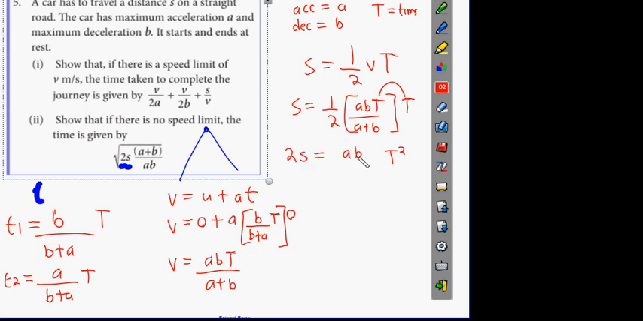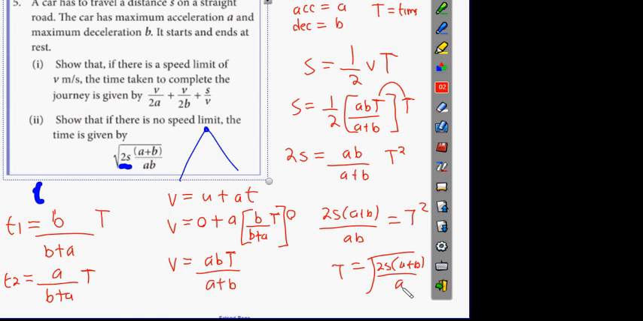Everything else has to go over the other side. So the 2 multiplies up to give me 2s, and that's going to be ab over a plus b. Cross multiply, we get 2s into a plus b all over ab equals t squared. T therefore equals the square root of 2s into a plus b all over ab. And that's your answer for question 5. Now guys, I think that's a very difficult question. Okay?